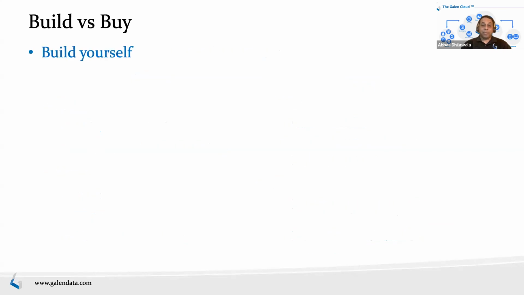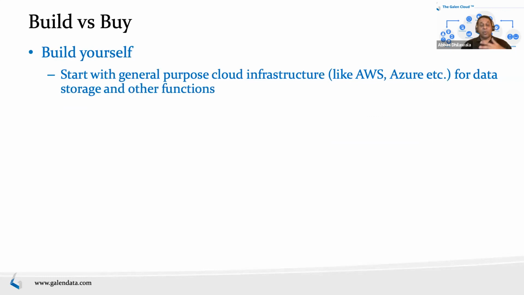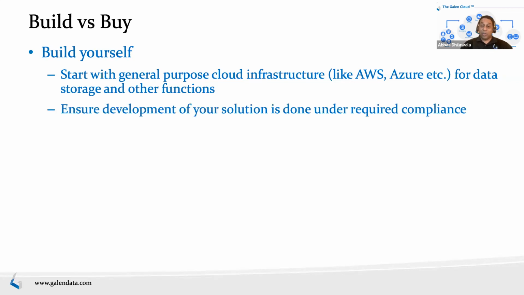If you do build yourself, make sure you start with something that's available. For example, if you're doing cloud, work with a cloud infrastructure that is well tested and well available, like AWS or Azure. Don't try to roll your own data center on your own servers that sit in your offices. The effectivity and the cost of infrastructure like AWS, Azure, and Google Cloud is just so much more efficient than anything you build on your own. Make sure you build your solution under whatever required compliance from day one.